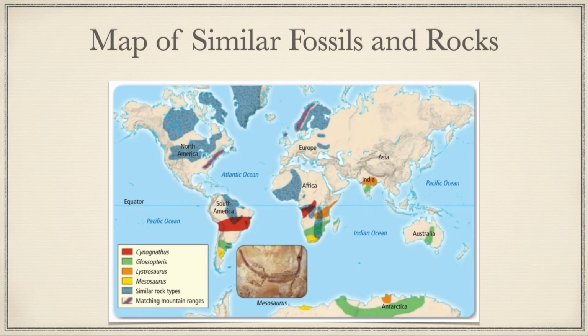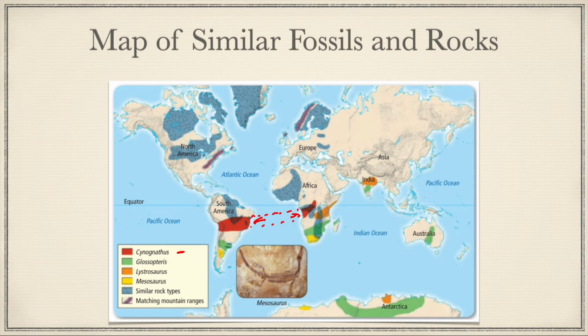And again, back to our map of similar fossils and rocks. Now we have different fossils we can talk about. So we have Cynognathus, which is in red. So there's some here, and there's some here, which matches up almost perfectly if you just drew a line right through there. Okay, you have Glossopteris, which is our fern. There are fossils here in South America, here in Africa. There's some over here in Australia. There's some down here in Antarctica.